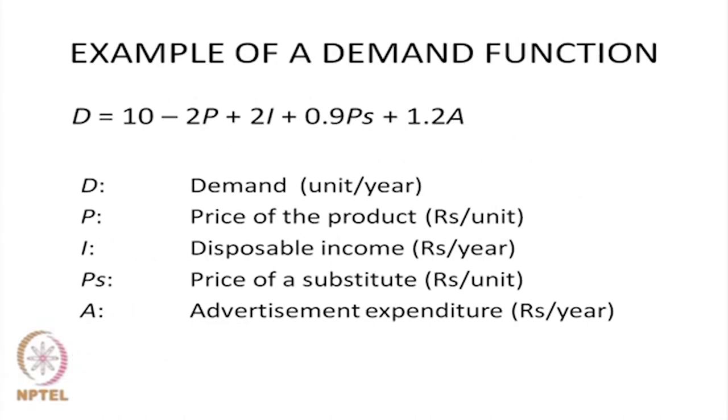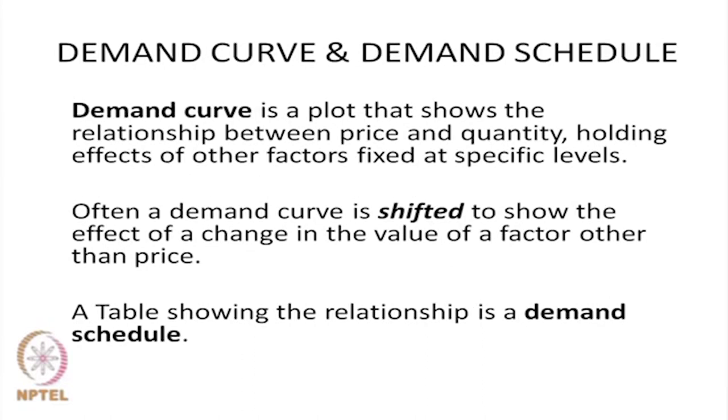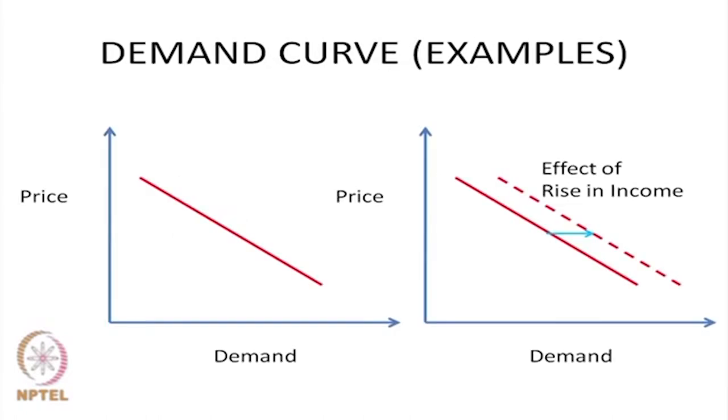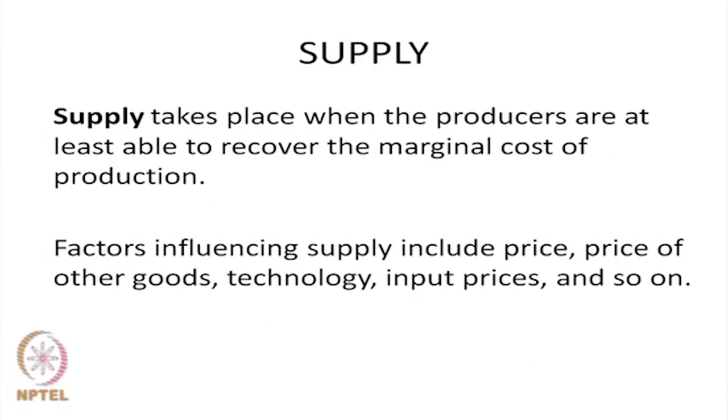This is an example of a demand function. Then we talked about demand curve, where we said that the demand is a function of price alone. Normally, as price increases, demand for the product falls. So, this is an inverse relationship between demand and price, which is called the law of demand. This is given by a straight line with a negative slope. We can show the demand curve as being shifted from its nominal value when certain other factors other than price is different from the one at which the original demand curve was plotted.